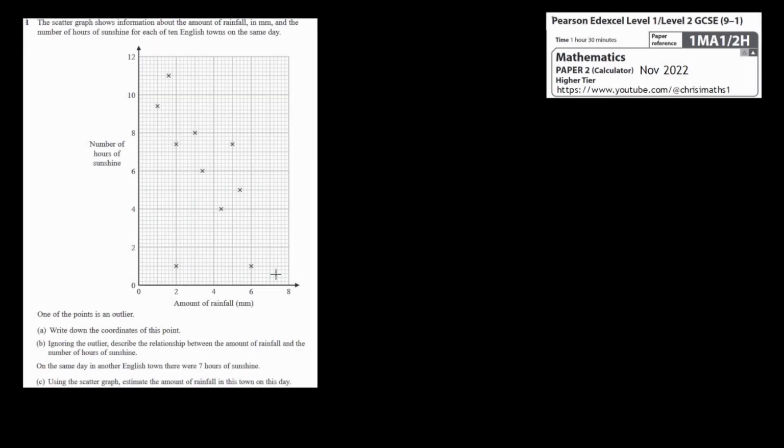Okay, we've been given a scatter graph here, plotting the number of hours of sunshine and the amount of rainfall as a comparison. We're told that one of the points is an outlier, and it says write down the coordinates of this point. Well, the outlier, I would suggest, is clearly this point here. Without it, you see, we can put a best fit line in here and answer the rest of the question.